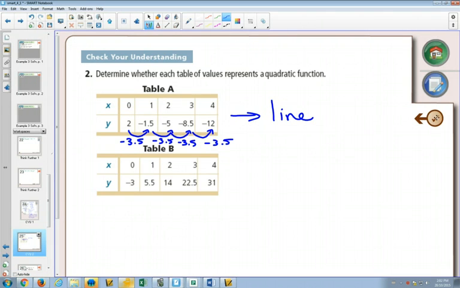If we look at this one, we are going up how much? Up 8.5. Up 8.5. Up 8.5. Up 8.5. That's always the same. So what does that make this one? Another line.